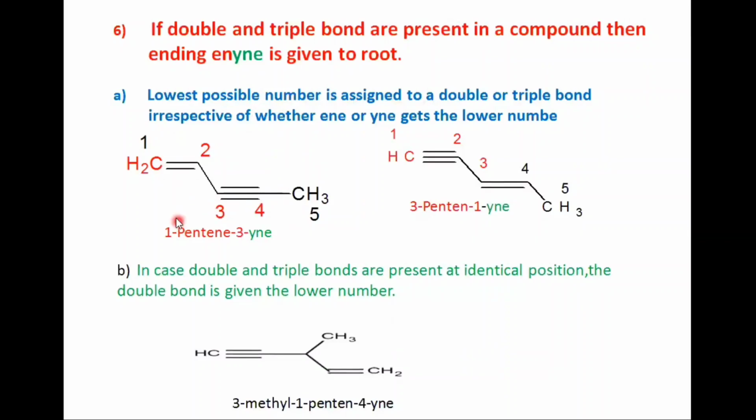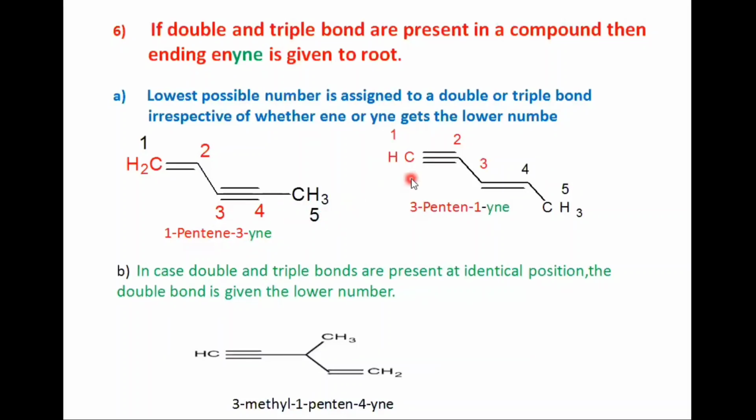So its correct name is, as we know that we should assign the name of alkene first and alkyne later. So 1-pentene, and the 3 position contains a triple bond, so 3-yne. So here the systematic name of this compound would become 1-penten-3-yne.